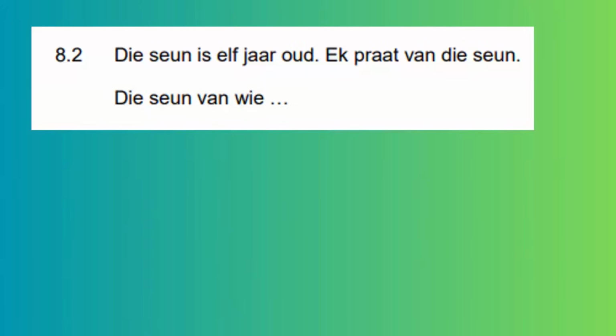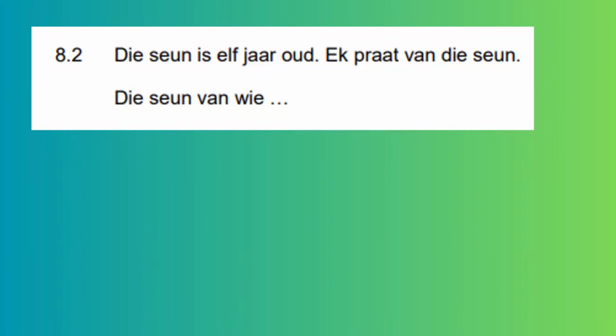So now we're going to look at how they like to ask it in the grade 12 exam papers. So I've looked at a few of the past papers, and they ask it almost always like this. Not as easy as the example, but as I'm going to show you. So this is an example of a past question. So die seun is 11 jaar oud. Ek praat van die seun. And our answer needs to start with die seun van wie.